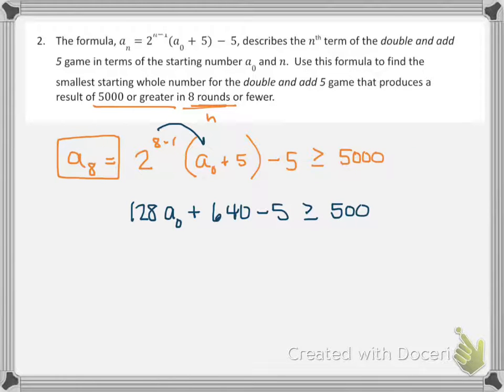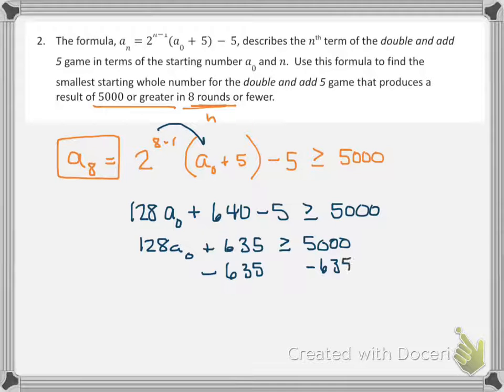Now let's see, I can add these together. I got 128 a sub 0 plus 635, if I combine the 640 and the negative 5, is greater than or equal to 5,000. And then just isolate a sub 0 because that will be my initial value. So I'm going to just subtract 635, subtract 635. That gives me 128 a sub 0 is greater than or equal to, well, 5,000 minus 635 is 4,365.